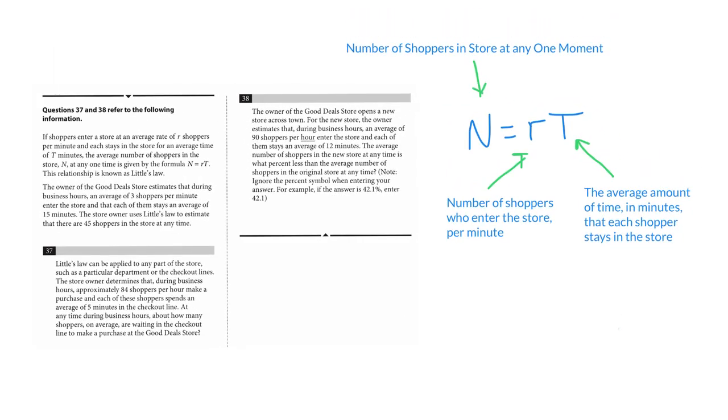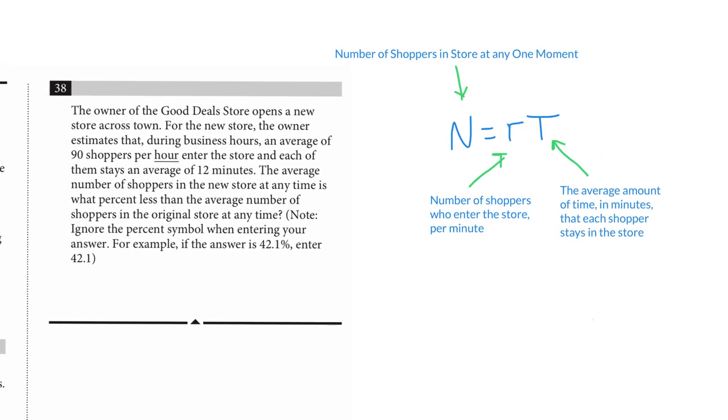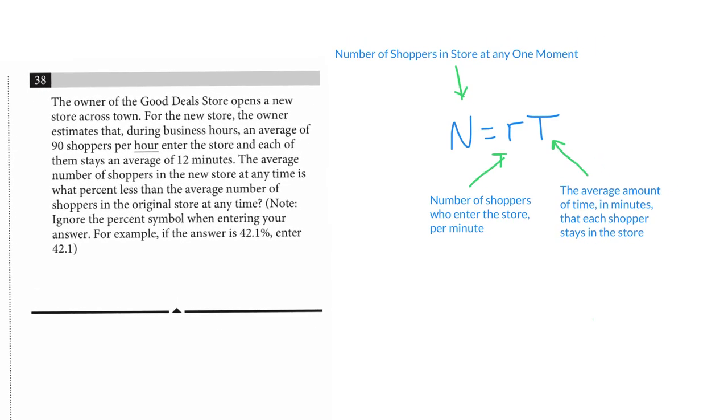All right, so the final question. Let's take a look here. The owner of the store opens a new store across town. For the new store, the owner estimates that during business hours, an average of 90 shoppers per hour enter the store, and each of them stays an average of 12 minutes. The average number of shoppers in the new store at any time is what percent less than the average number of shoppers in the original store. Note, ignore the percent symbol when entering your answer. For example, if the answer is 42.1%, enter 42.1. So in the grid-in box, just put in 42.1 for the percent.